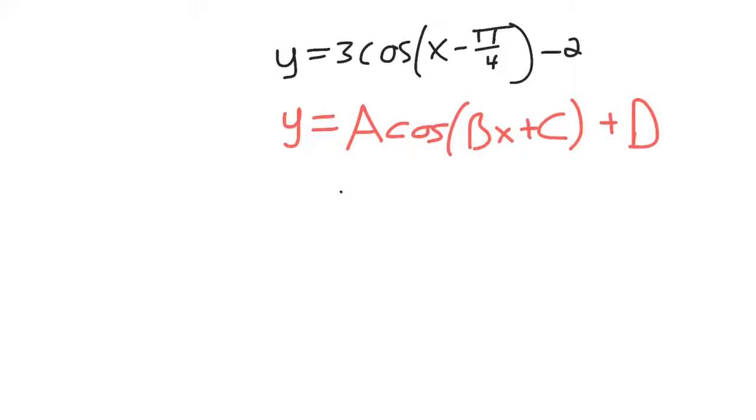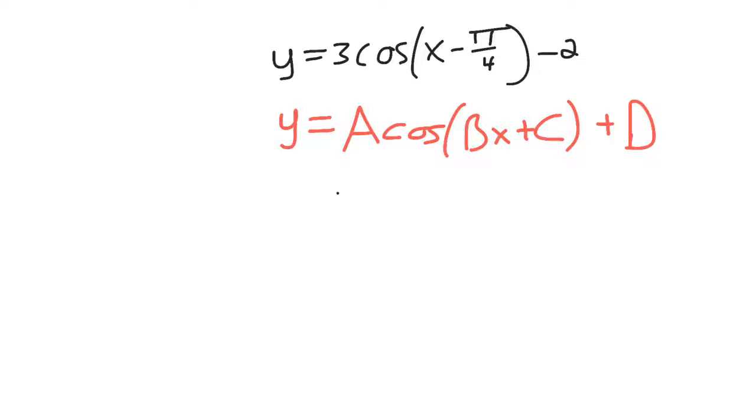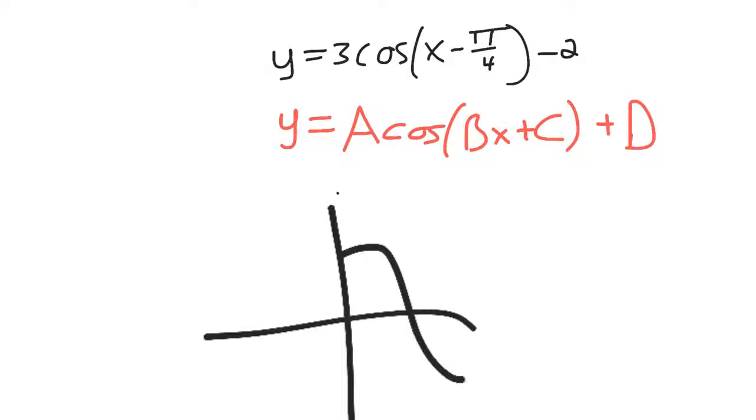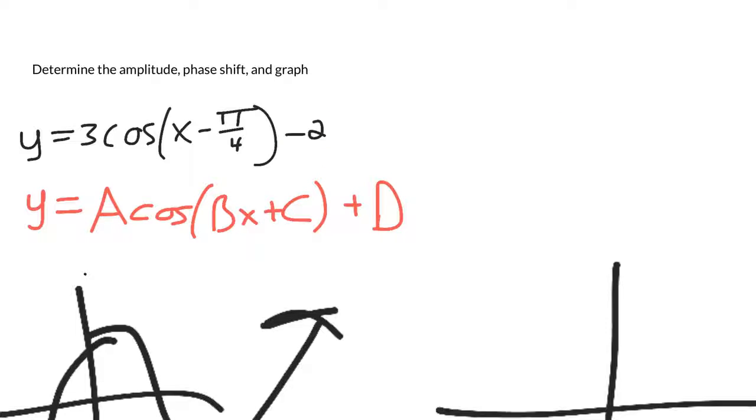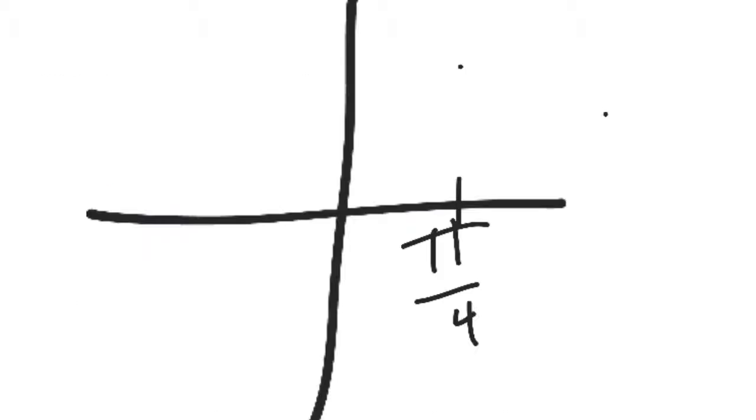So let's start with the location of our starting point. Cosine of x looks like this. Okay, when it's unchanged, it starts at positive 1, goes down to negative 1, then back up to positive 1, then repeats. Our graph goes pi over 4 spaces to the right.